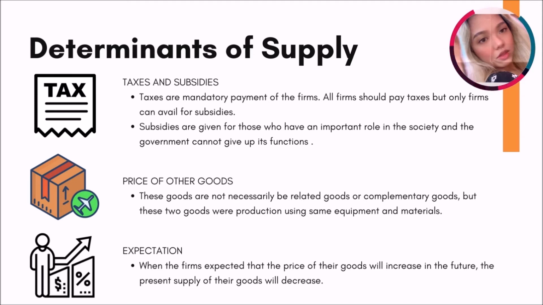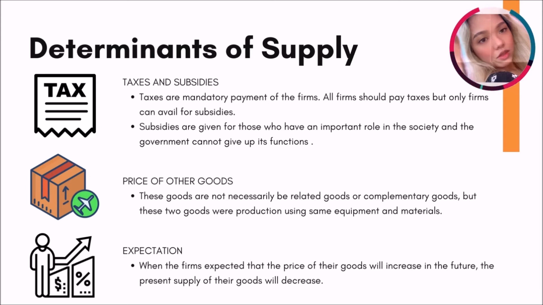When subsidies like fertilizer and free irrigation are given to the farmers, cost of production decreases, which could lead to an increase in supply. The fifth determinant would be the price of other goods. These goods are not necessarily related goods or complementary goods, but these two goods are produced using the same equipment and materials, wherein it is easy to shift production from one good to another when the price of one good has changed. Thus, other prices can matter for goods that are either substitutes in production or complements in production, because the two goods use the same materials and the same equipment in production.